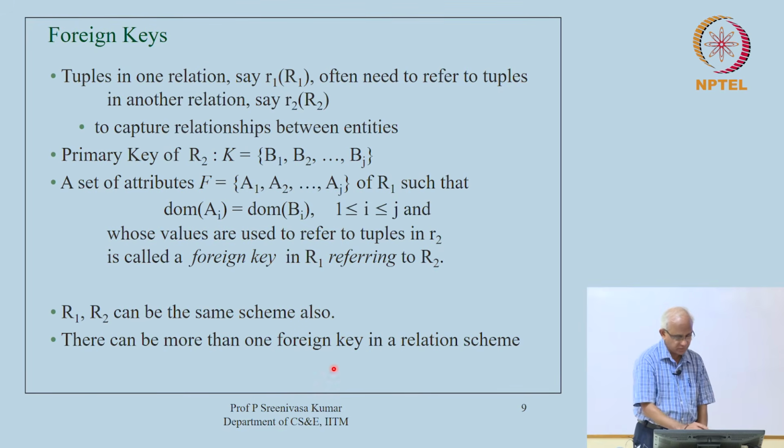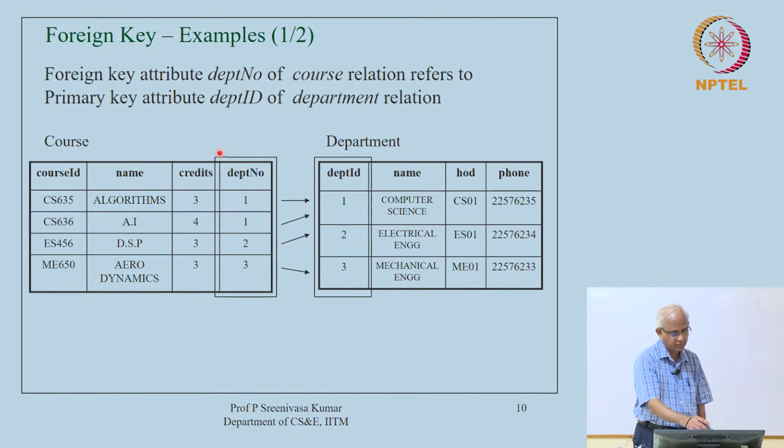Okay. So now let us first understand this and give an example of this. There can be more than one foreign key in a relation scheme, so this is also possible. We will call such a collection of attributes a foreign key because it basically refers to tuples in a foreign relation. Okay, here is a simple example. Let us look at these two relation schemes, course and department. Course has course ID, name, credits and department number, to indicate what is the department that is responsible for offering that course.